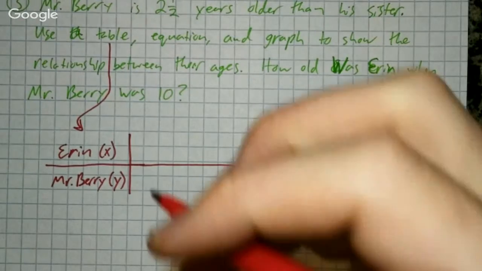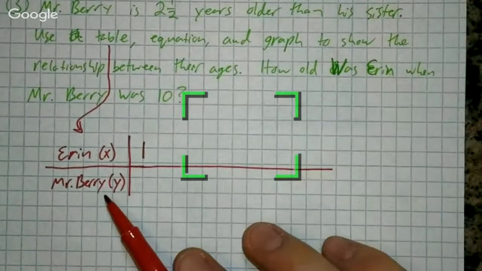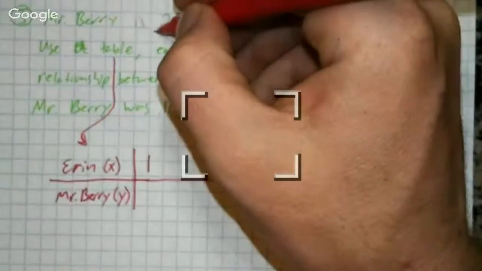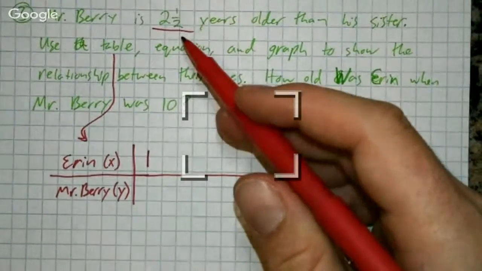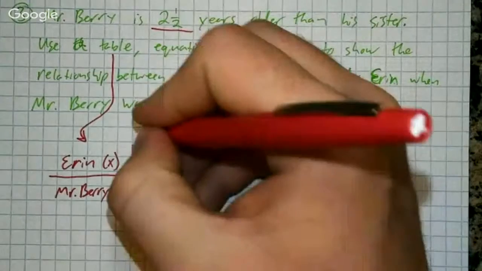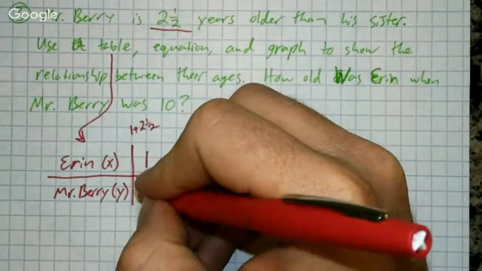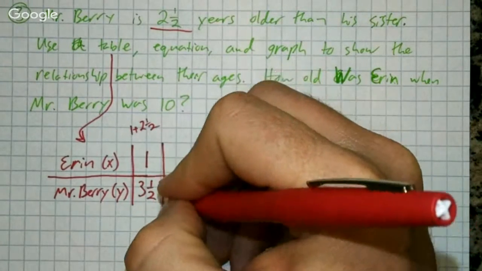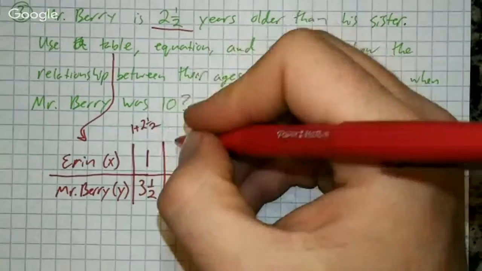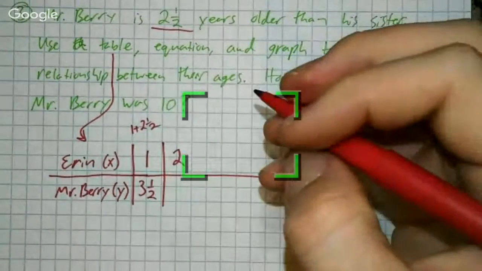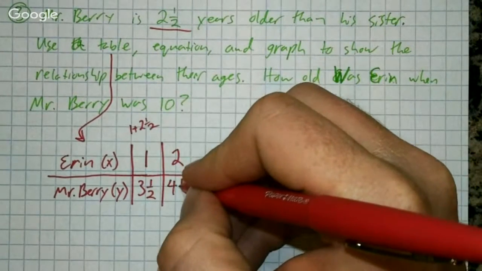And now we're just going to go through and find the ages. So let's start with when Erin was 1 year old. Mr. Berry is 2.5 years older than 1. So 1 plus 2.5 is going to give us 3.5. So when Erin was 1, Mr. Berry was 3.5. When Erin was 2, Mr. Berry was 2.5 years older than this. It's going to be 4.5.